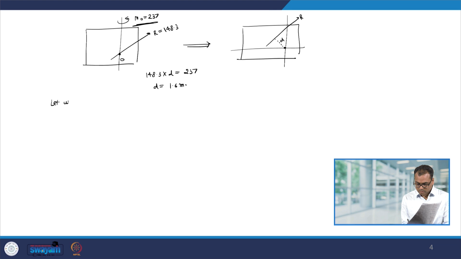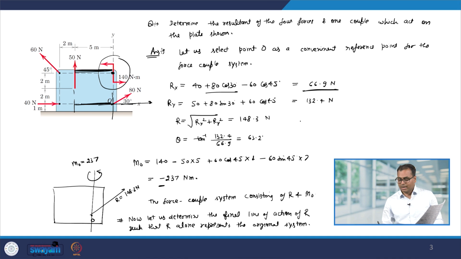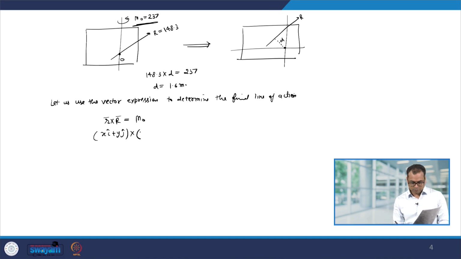Now, let us use the vector expression to determine the final line of action. Let us say I have a point x, y on this resultant and I use r cross R equal to M naught. So, this distance multiplied by the force should give me the moment, and let us say r is x i plus y j. Now, capital R I have already calculated. So, capital R is R x i plus R y j. So, therefore, it will be 66.9 i plus 132.4 j, and this should give me minus 237 k because the moment is minus 237.